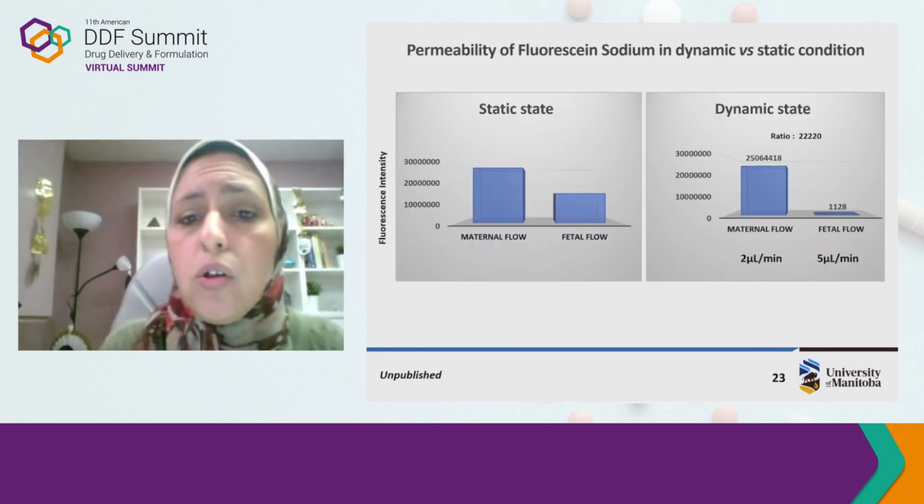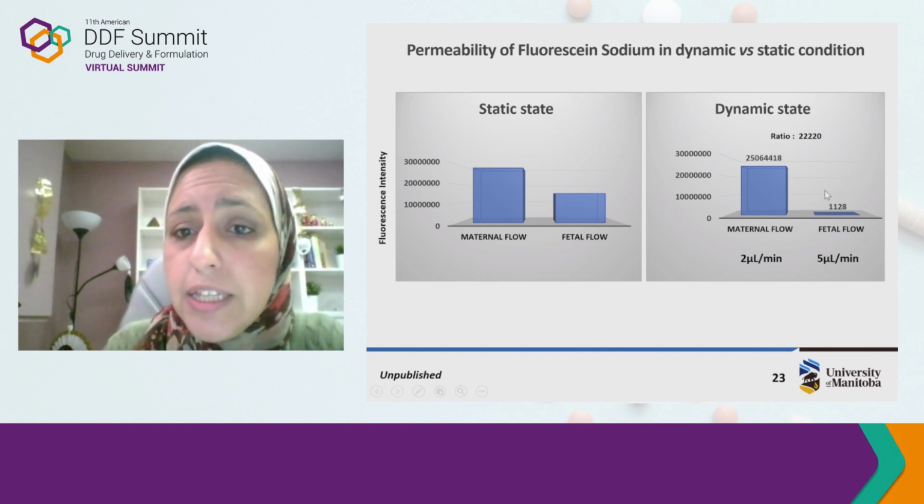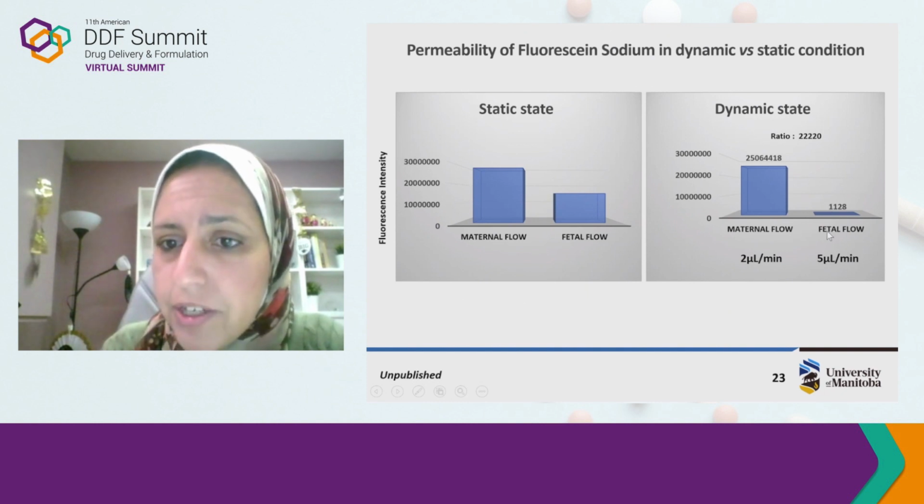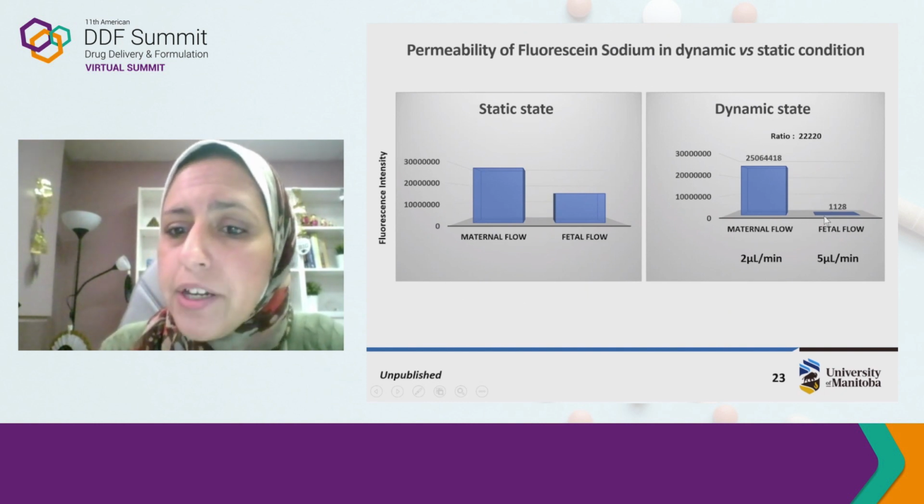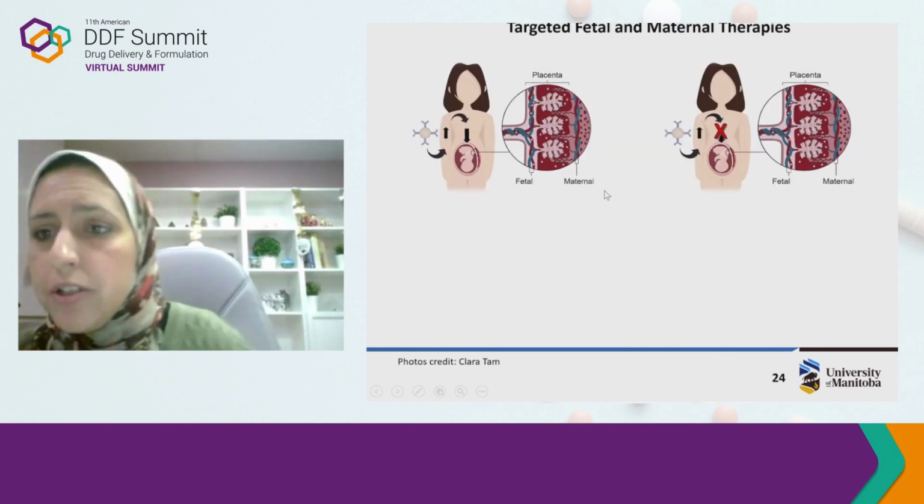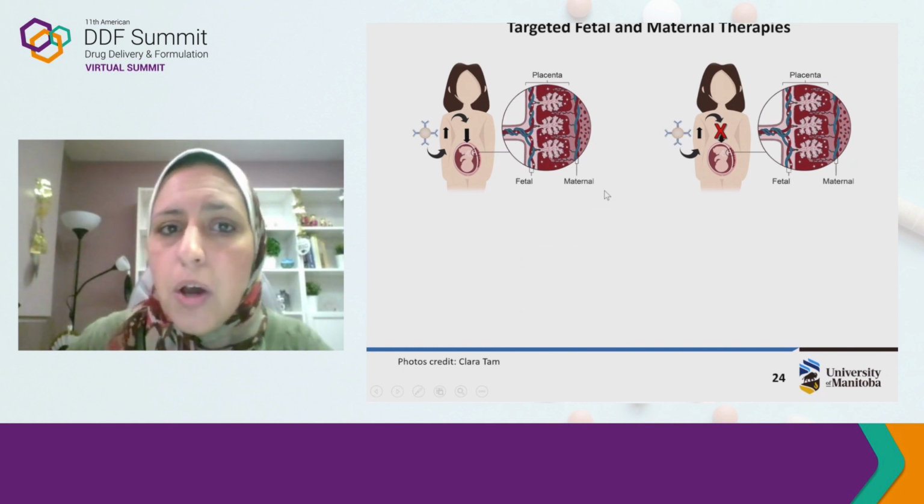But not only this, we also did a set of experiments to see the barrier function, and we could see that under dynamic conditions, only a minimal concentration of the fluorophore, which is fluorescein sodium, could cross the barrier here. So this is a better barrier than the static model. So the barrier function is much better. So we are doing lots of projects now using this model.